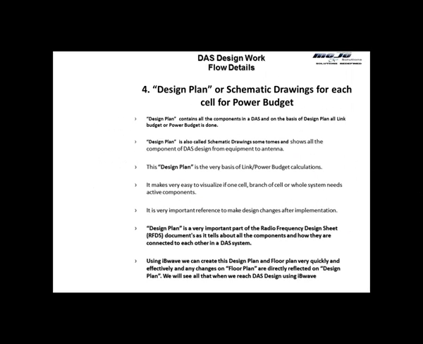So the design plan contains all the components in the DAS system, all the antennas. If it's active, all the active components; if it's passive, all the passive components. On the basis of design plan, we will do our link budget completely. Design plan is also called schematic drawing sometimes, but in iBwave the terminology used is design plan, and it shows all the components of DAS from equipment to antenna. So all the components between the equipment, which is node B or E node B, and the antenna are present on the design plan.